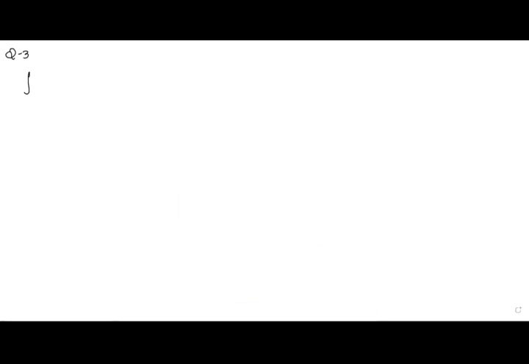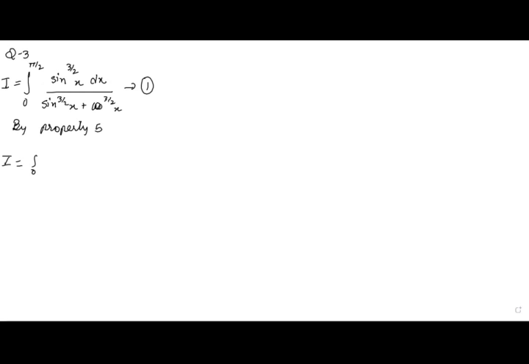Question 3. I will take this as I equals integration 0 to pi by 2 sine raised to 3 by 2 x dx upon sine raised to 3 by 2 x plus cos raised to 3 by 2 x. Call this equation 1. Using property 5, I can replace x by pi by 2 minus x.